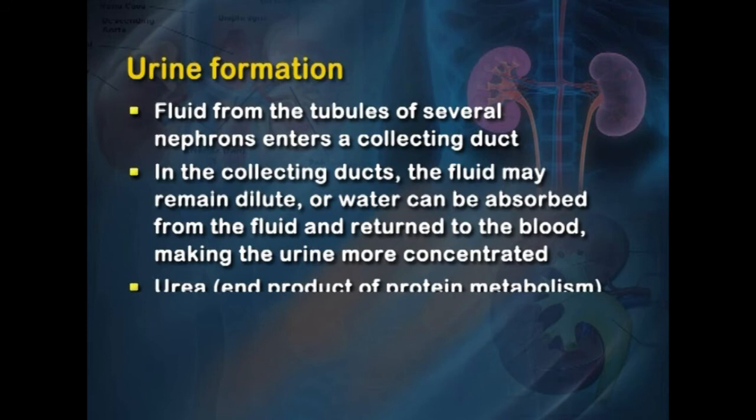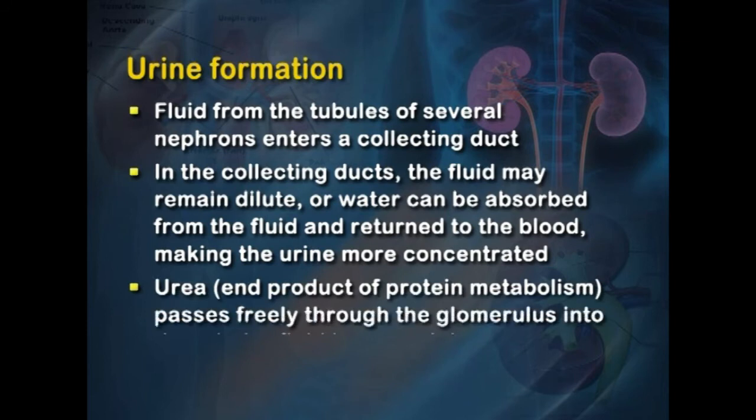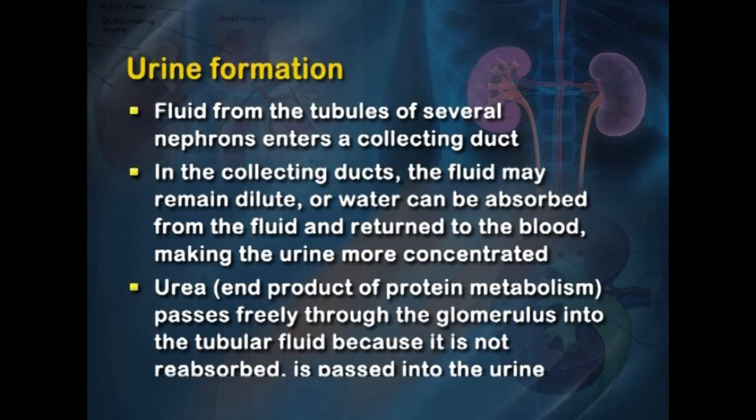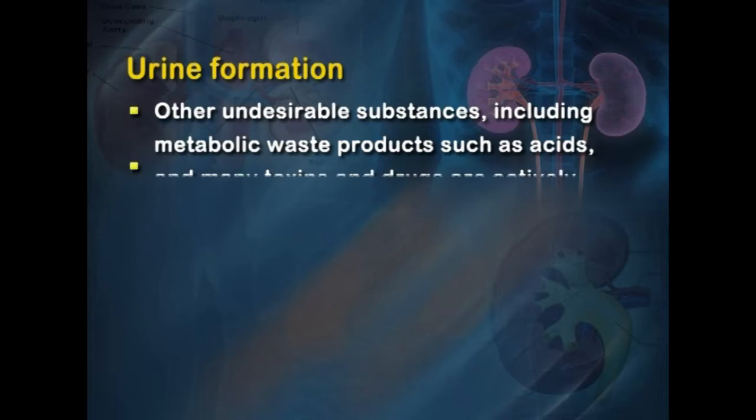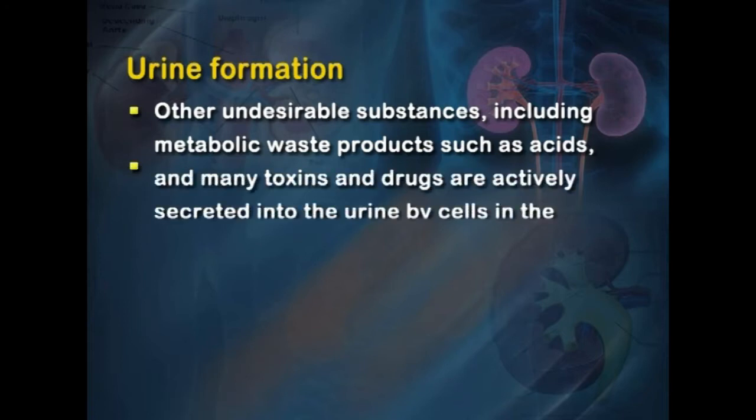Urea, the end product of protein metabolism, passes freely through the glomerulus and the tubular fluid, and because it is not reabsorbed, it passes out into the urine. This is important because the end products of protein metabolism and other nitrogen containing compounds have to be excreted from the body. Other undesirable substances, including the metabolic waste products such as acids, toxins and the end products of the drugs that an individual might be taking regularly, are actively secreted into the urine by cells in the renal tubule.